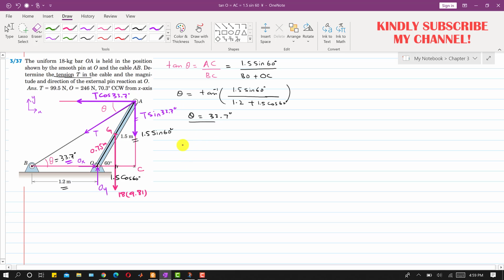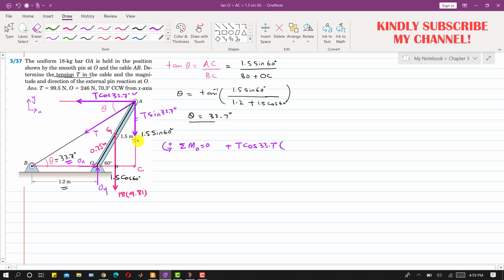And now if we apply the summation of moment at point O equals 0, since the system is in equilibrium, and if we consider that the counterclockwise moment is positive, then as we can see, this cos component is producing the counterclockwise moment about point O, so we will write plus T cos of 33.7 degrees, and the perpendicular distance of this cos component from point O is equal to this AC, right?